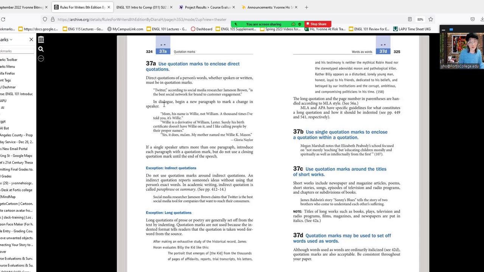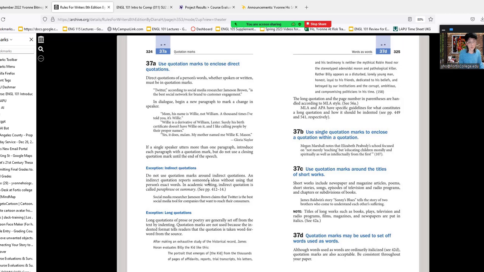Use quotation marks in dialogue. Begin a new paragraph to mark a change in speaker. "Mom, his name is Willie, not William. A thousand times I've told you, it's Willie." So here you have to have a beginning quotation mark and an ending quotation mark. "Yes, it does, ma'am. My mother named me Willie K. Mason." Again, you have the beginning quotation mark and an ending quotation mark.